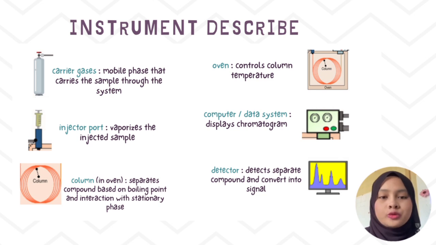The injector part is where the liquid sample is introduced into the system. It is heated to ensure the sample is rapidly vaporized. Next, the column, which is located inside the oven, contains the stationary phase. This is where separation of compounds occurs based on their boiling point and interaction with the stationary phase. The oven controls the temperature of the column, affecting the retention times and separation efficiency. Next, the detector detects the separated compounds as they exit the column and converts them into electrical signals. Finally, the data system records and displays the signals as a chromatogram.